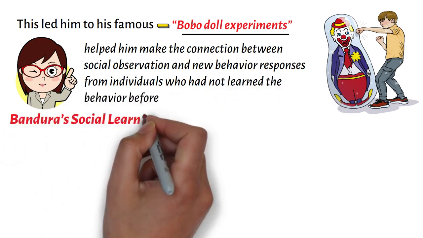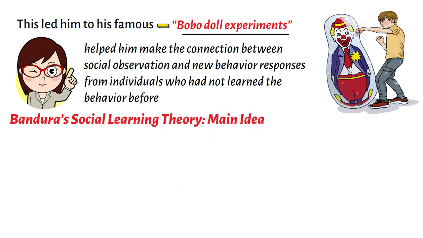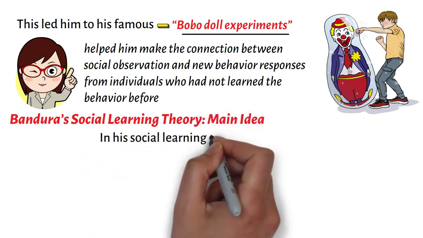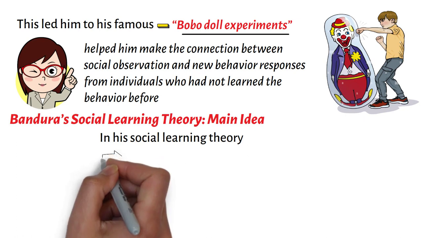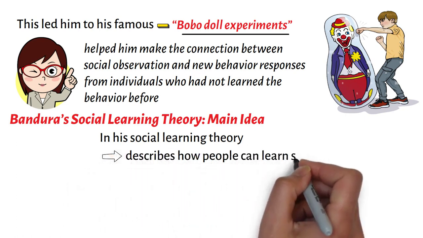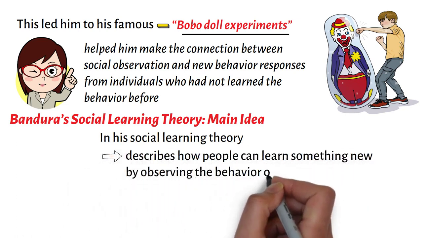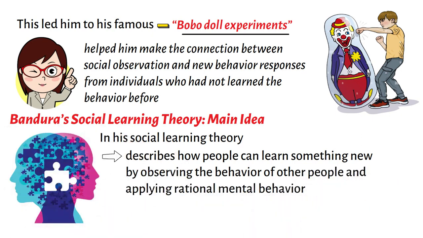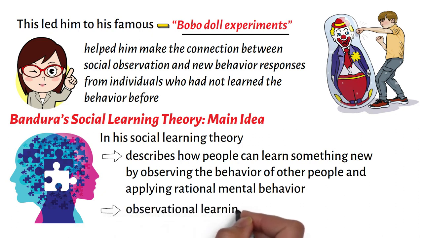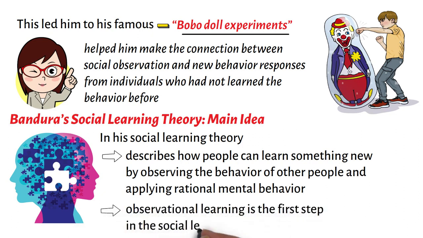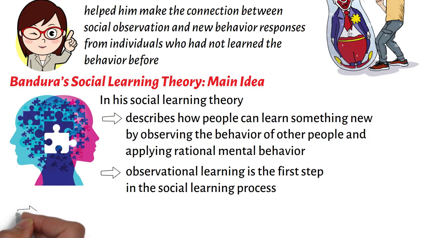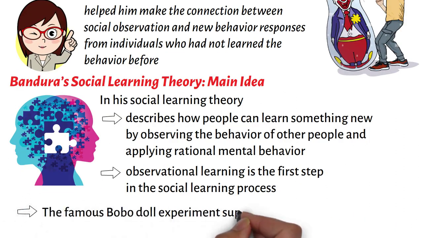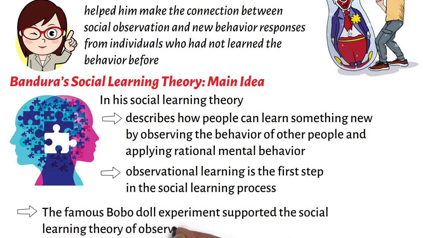Bandura's social learning theory. Main idea. In his social learning theory, Bandura describes how people can learn something new by observing the behavior of other people and applying rational mental behavior. In fact, for Bandura, observational learning is the first step in the social learning process. The famous Bobo doll experiment supported the social learning theory of observational learning.